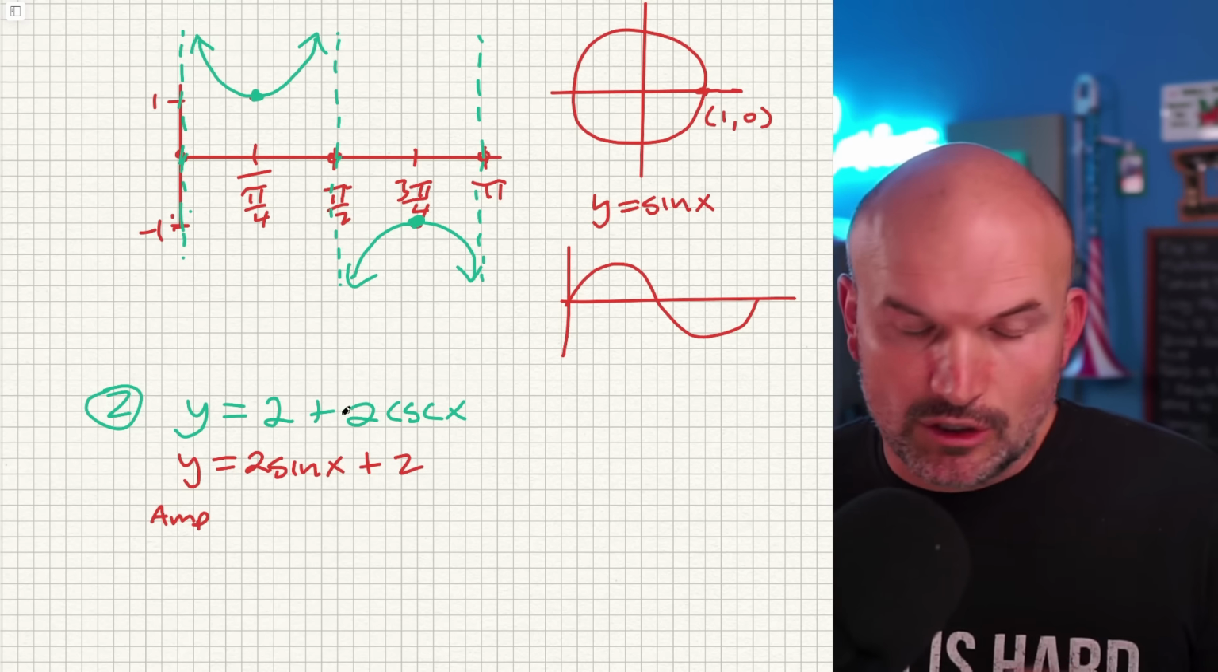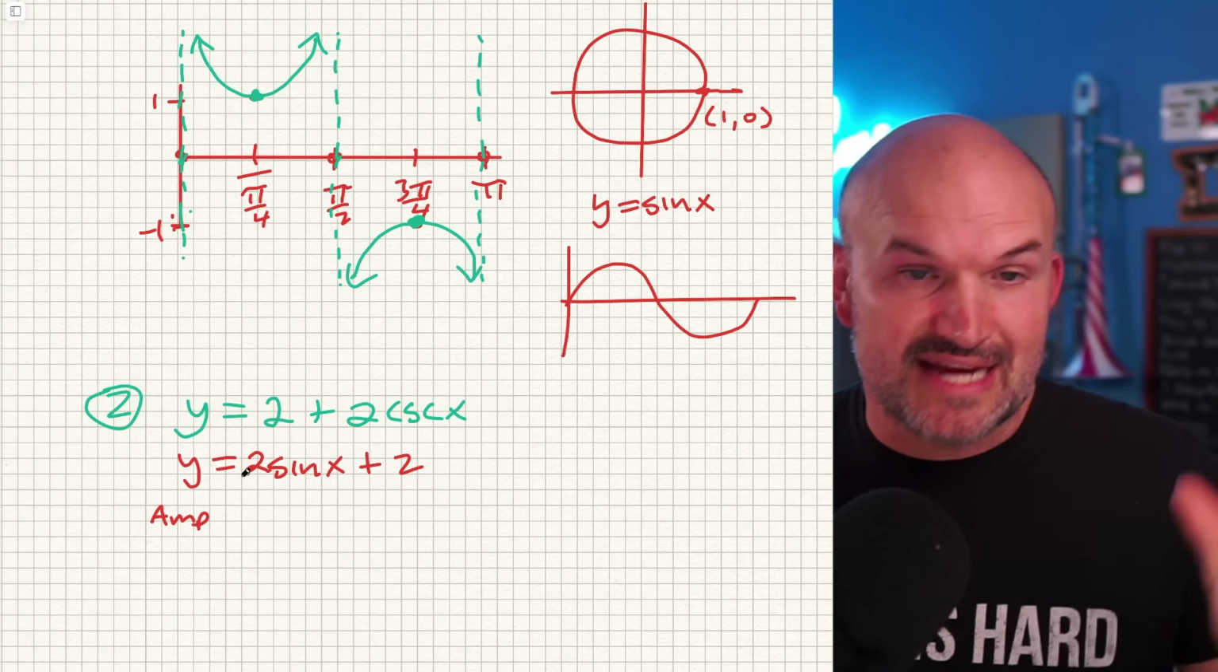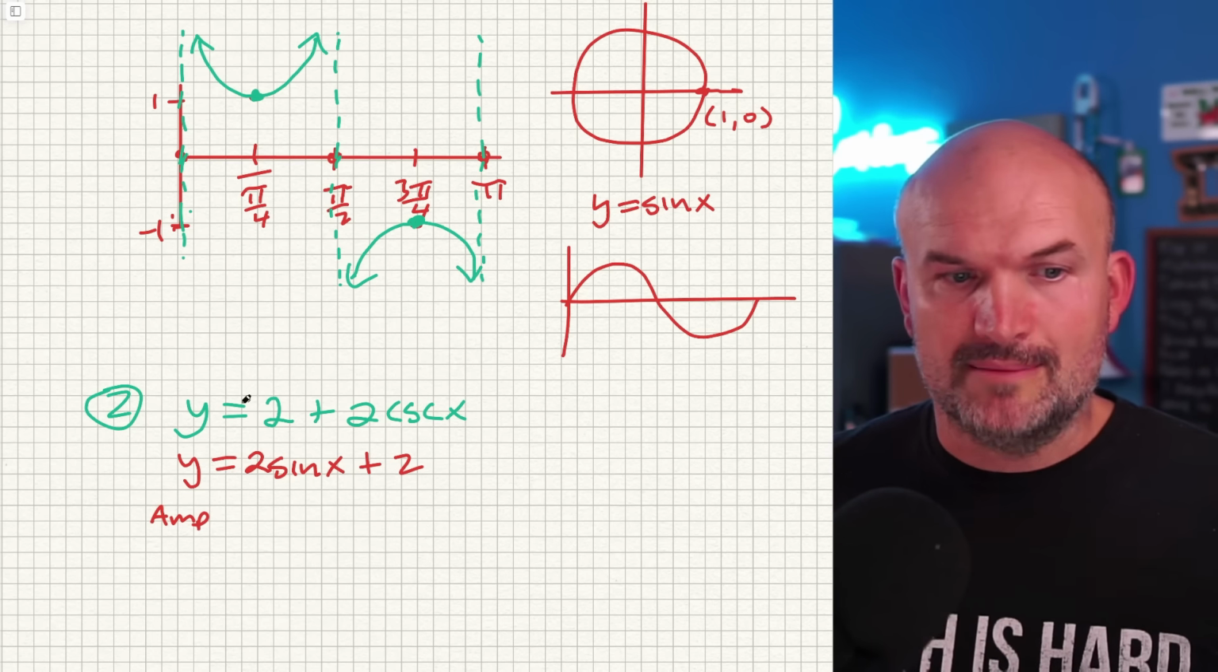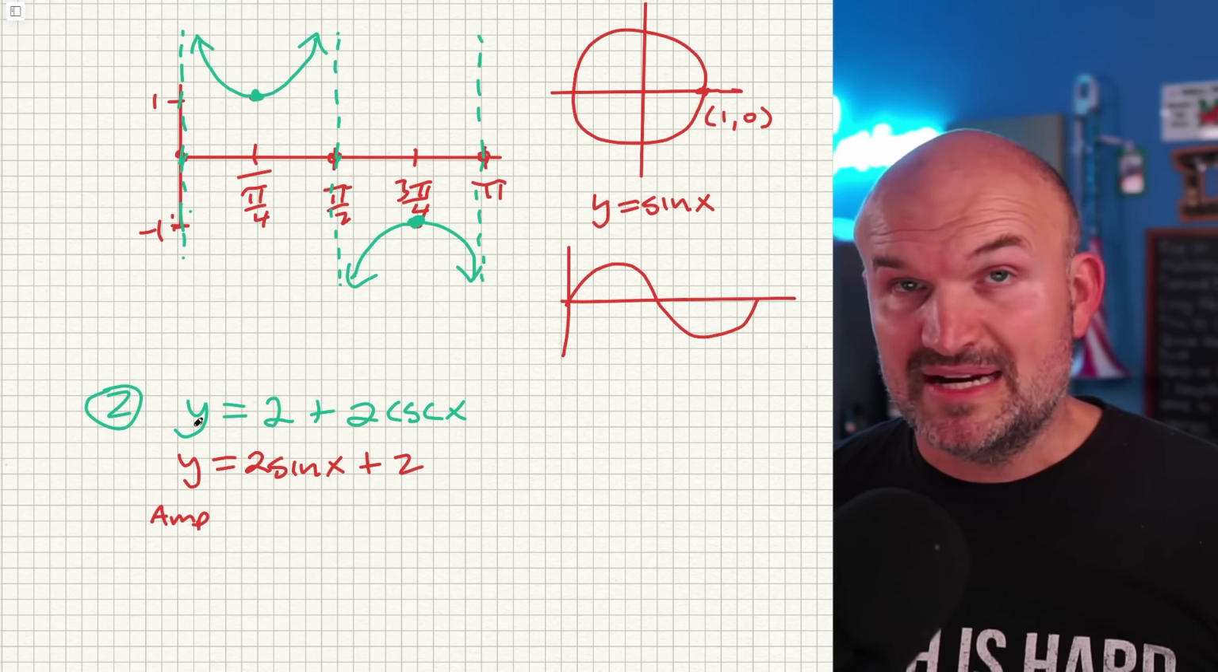So again, I'm identifying this amplitude, but that's to help me graph sine. Cosecant does not have amplitude. So I'm just writing this stuff down so I can make sure I graph sine correctly, so therefore I can graph cosecant. But I want to clarify, cosecant does not have an amplitude. So I am finding the amplitude of my sine function.